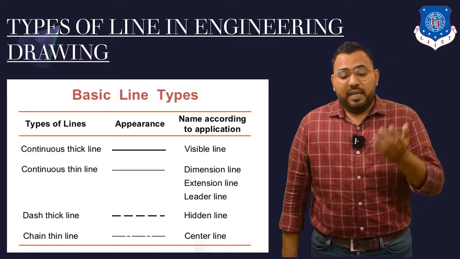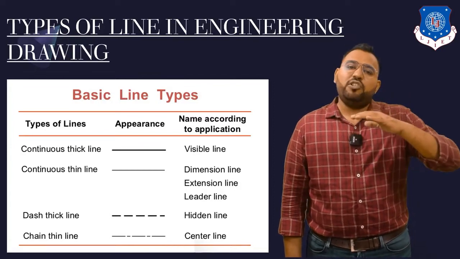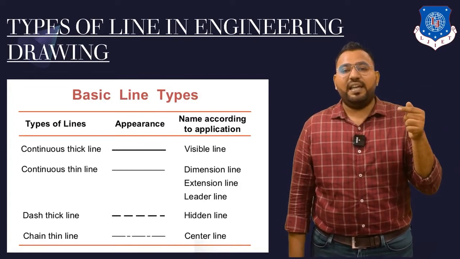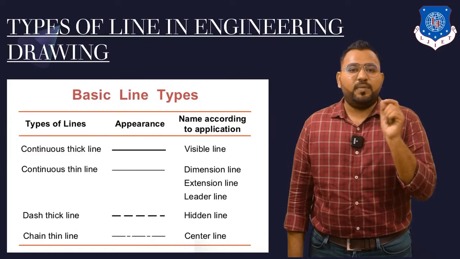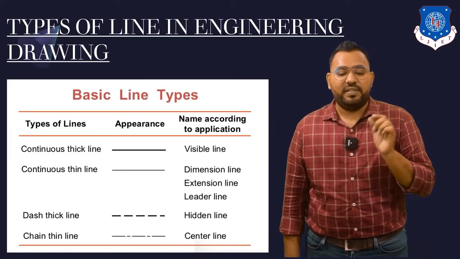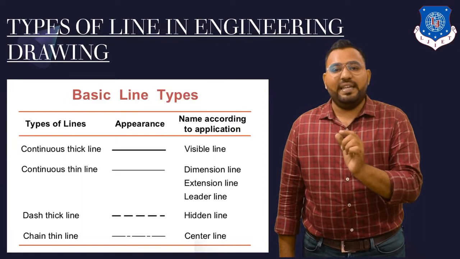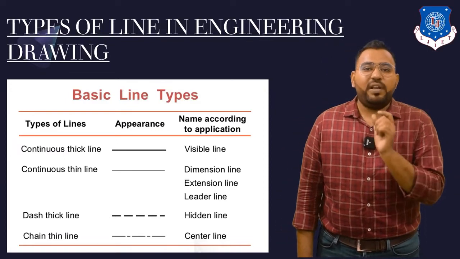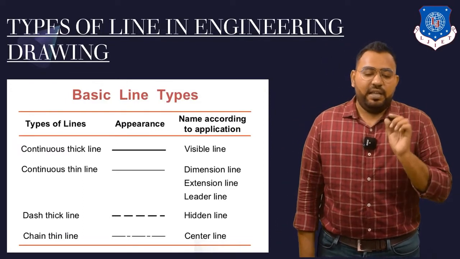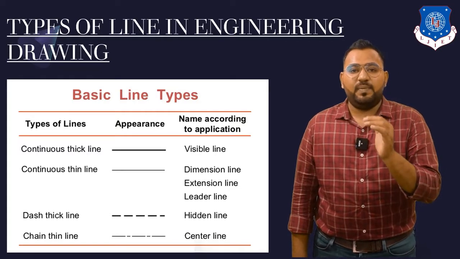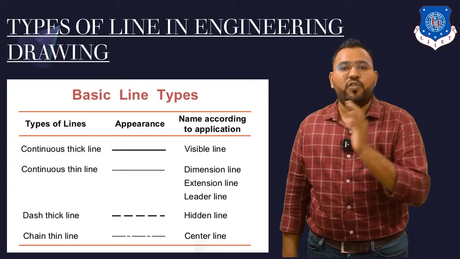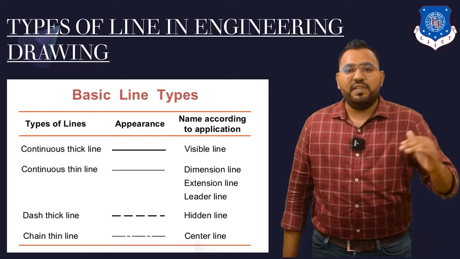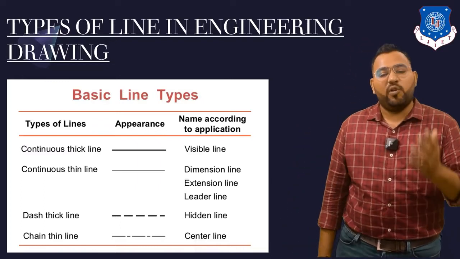Now third is a dash thick line. I'm also going to say it a hidden line. You can see the line, space, line, space, line, space. You can see the dotted line over there, okay? Dash thick line, dash line. So this is known as hidden line. You can see that line, space, line, space. So you can say dash, dash, dash. So this is hidden line. It is used for showing the hidden object.